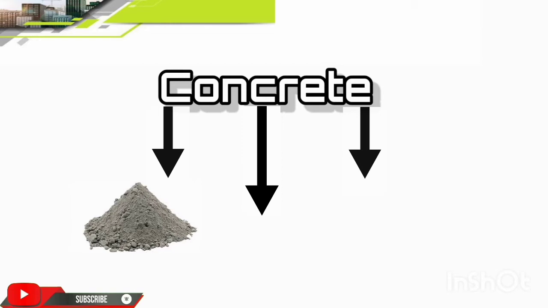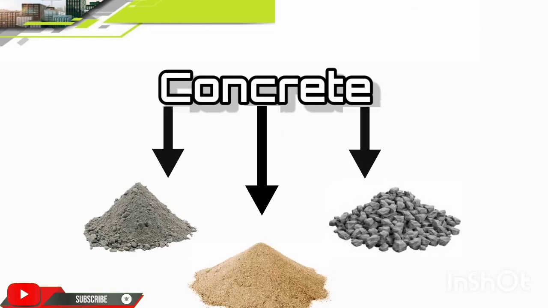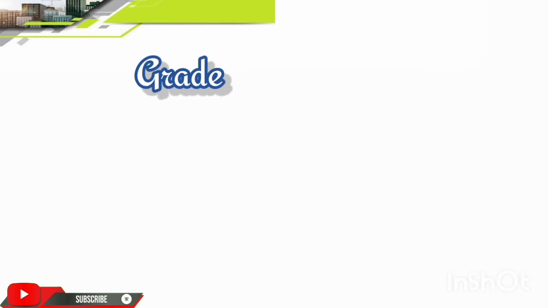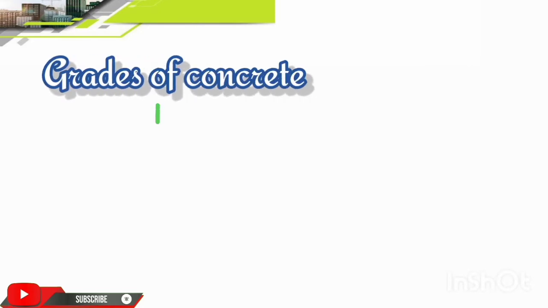So concrete is the mixture of cement, sand, aggregate and water. And sometimes we are just using the admixture for special properties. After that, we are coming to our topic: what are the grades of concrete?